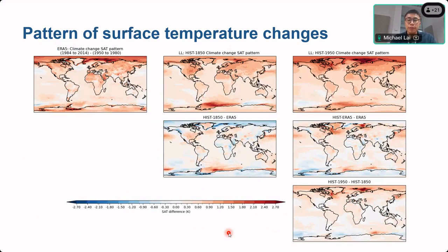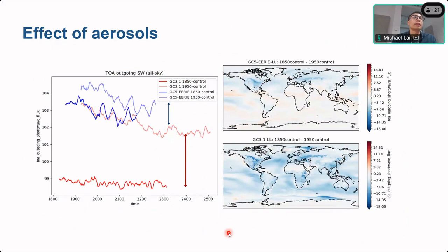Yeah, and the reason for this, we think, is largely due to the aerosol, the fact that the HighResMIP runs use a prescribed EC aerosol, and the CMIP runs use the prognostic aerosols. This is shown in this figure, which is the top of atmosphere outgoing shortwave. The red lines are the simulations that I've been showing, the GC3.1. The dark line is the PI control, and the lighter line is the 1950 HighResMIP control.